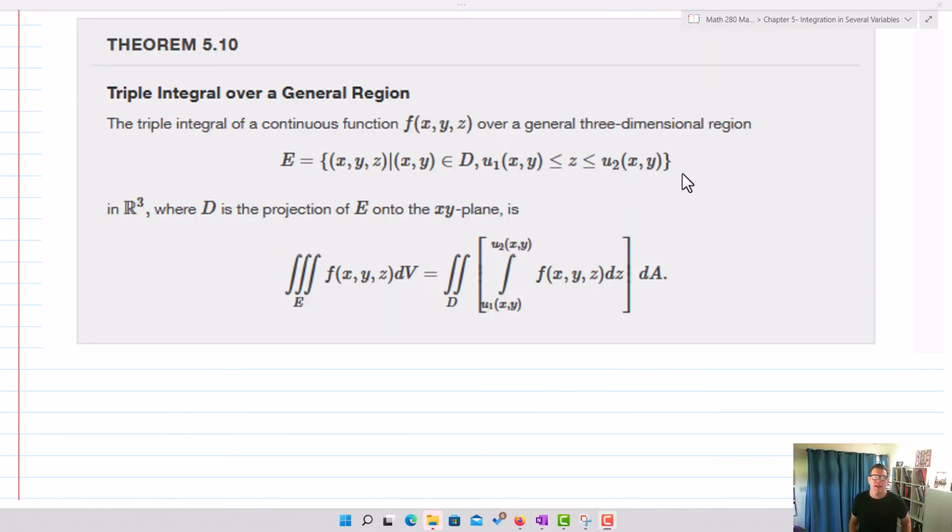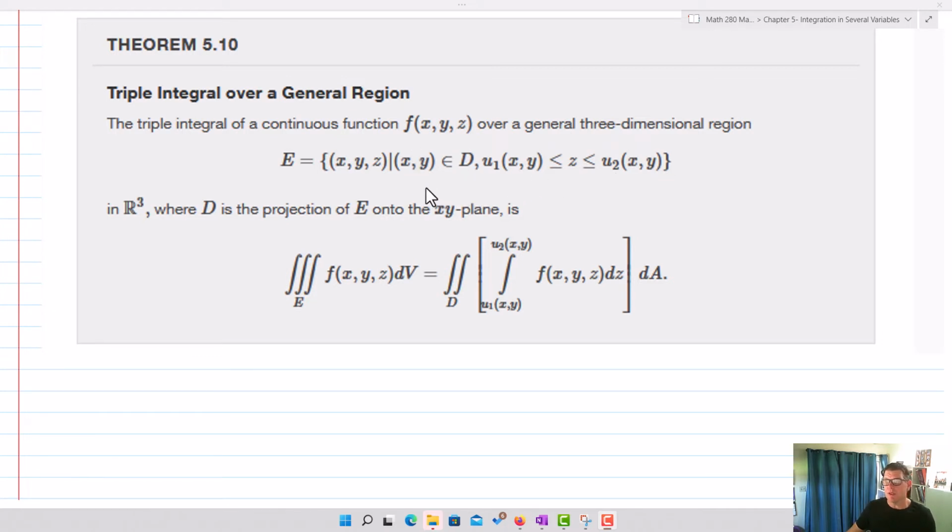Now we've got a triple integral over a general region, and we're going to think about this in terms of z. You could think about it in terms of y or in terms of x, and in higher order integration, in terms of any variable we want. Here, E is my general region. X, Y, Z are values within E, within that volume. X, Y is the region D that we're evaluating u1 of xy and u2 of xy over. So Z is a function of X and Y, and XY is this region D.